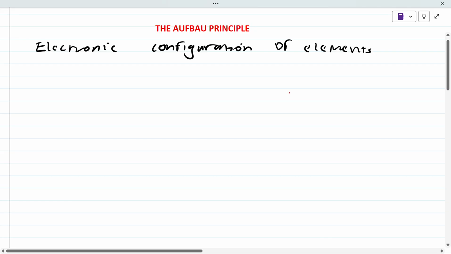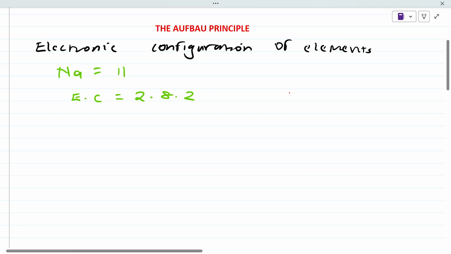Now we all know very well that in O level you are taught a technique of writing and determining electronic configuration. For example, if you have an element such as sodium, which has atomic number 11, in simple terms you write its electronic configuration as 2, 8, 1.